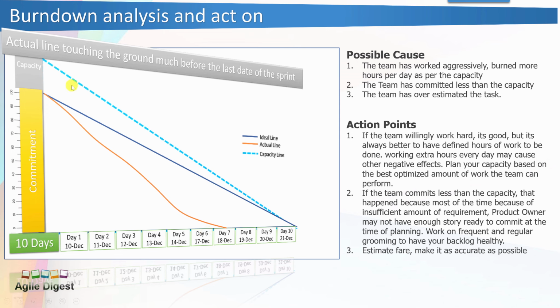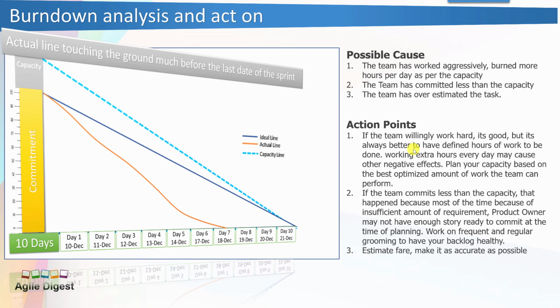If they have, let's say, 100 hours of capacity and they have committed 50 hours, the ideal line will show starting from 50, but they will be putting in double the hours of the ideal line. So that way they will be able to reach here early. And the team has overestimated the tasks. If you are overestimating your tasks, then you will be able to complete them earlier.